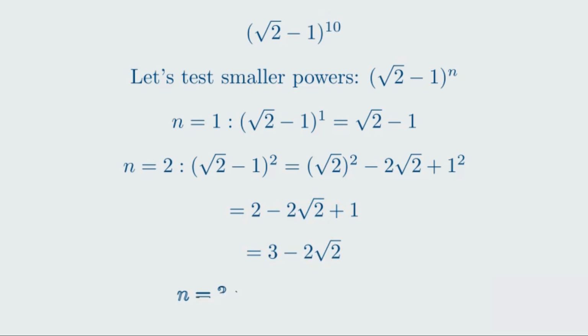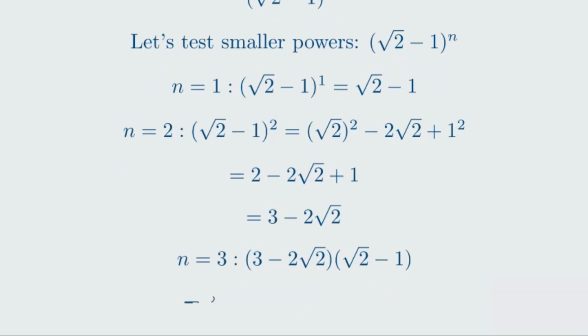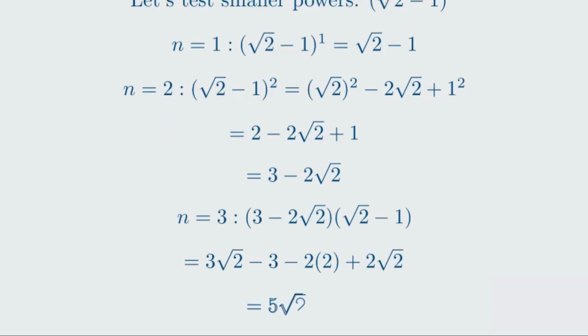When n is 3, we multiply the n equals 2 result by square root of 2 minus 1. Distributing these terms gives us 3 root 2 minus 3 minus 4 plus 2 root 2. This simplifies to 5 root 2 minus 7. Notice the pattern. One term has a radical, the other is a whole number.